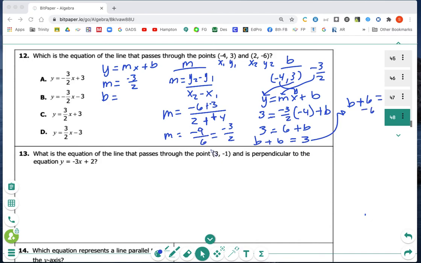Zero pair out the 6. So b is equal to negative 3. y equals negative 3/2 x minus 3. B.